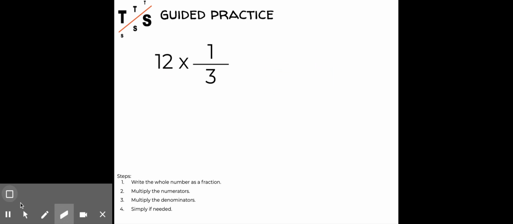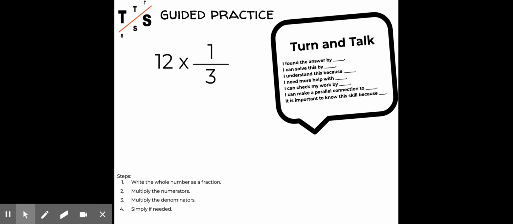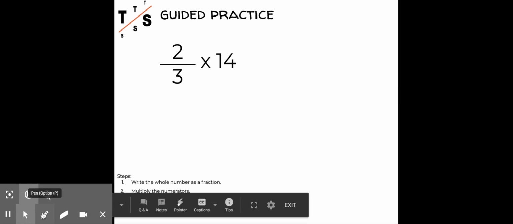All right, let's move on to our partner talk. So, how did we solve? How can we understand and explain this? I would say I found the answer by making the whole number a fraction and multiplying the numerators and then multiplying the denominators. Let's try this one.